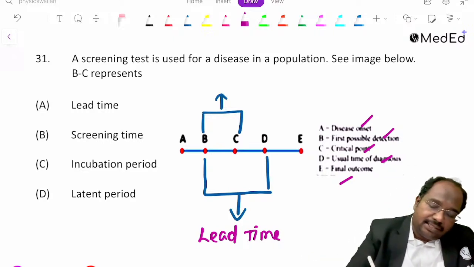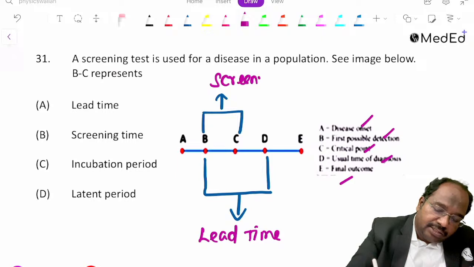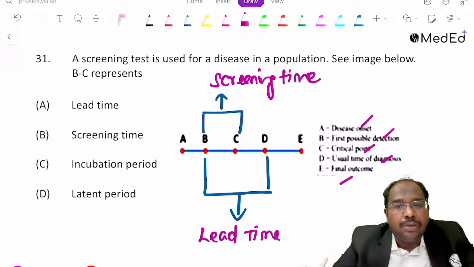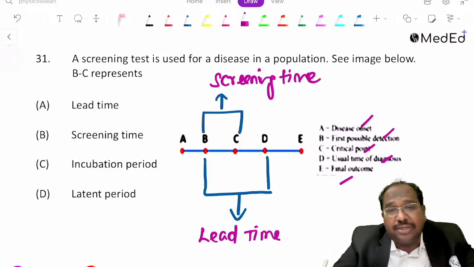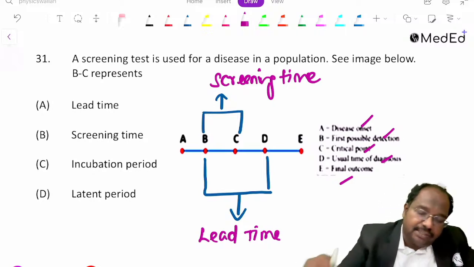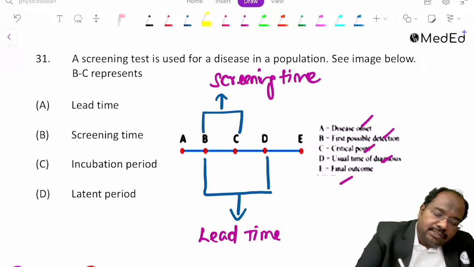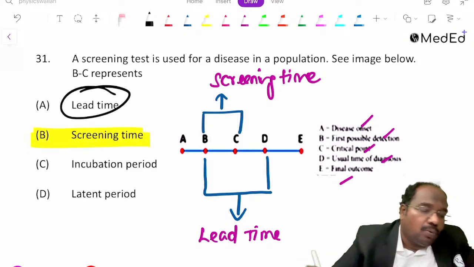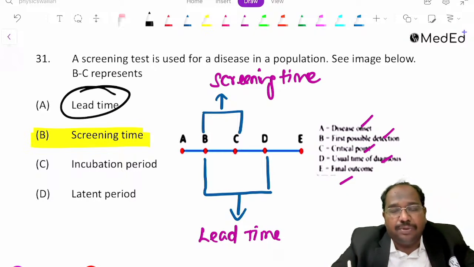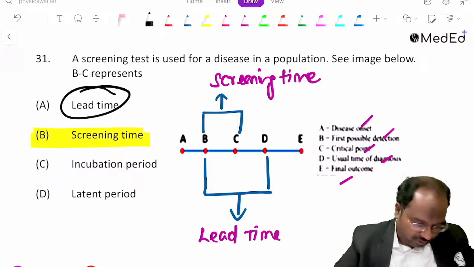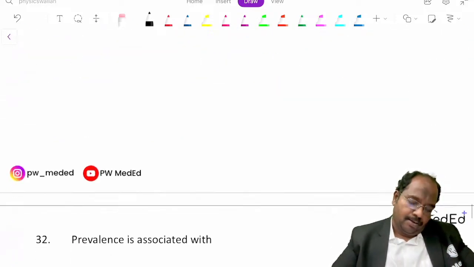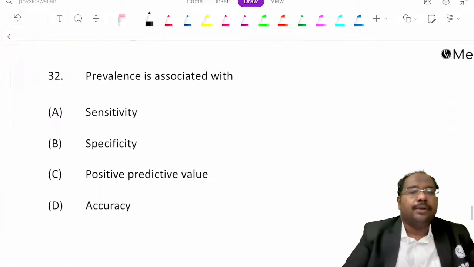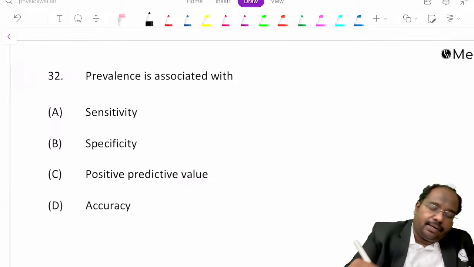So between B and C, this is called screening time. That means if you want to do screening, it's better to do it in the screening time. So the question is between B and C, and the answer is screening time. More commonly asked is, what is lead time? The first possible point and usual time of diagnosis. Certain terminologies we will learn here.